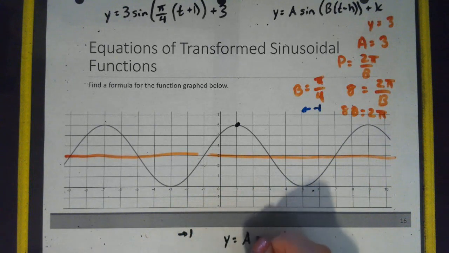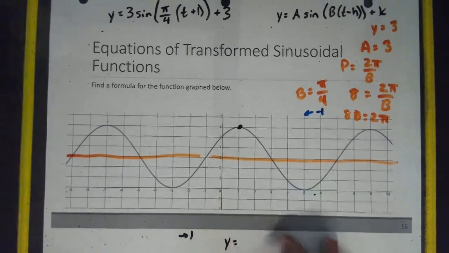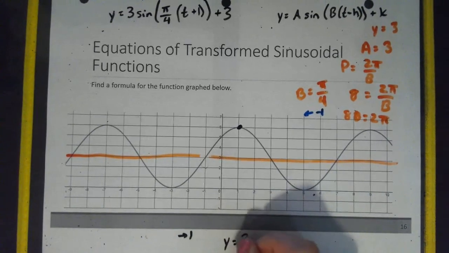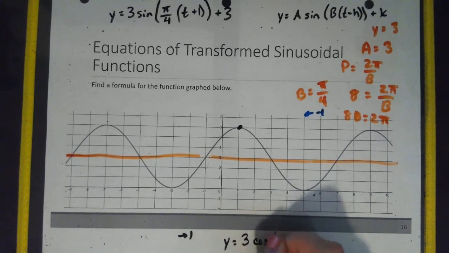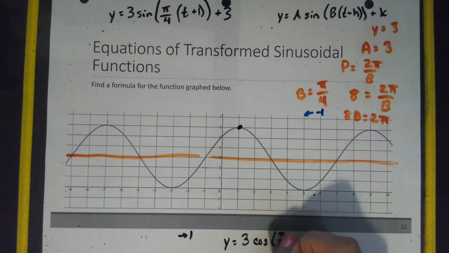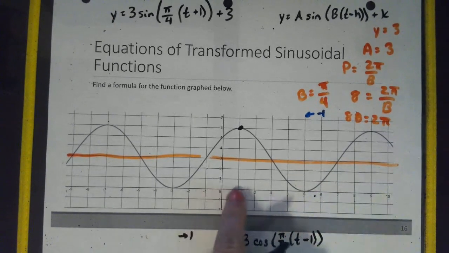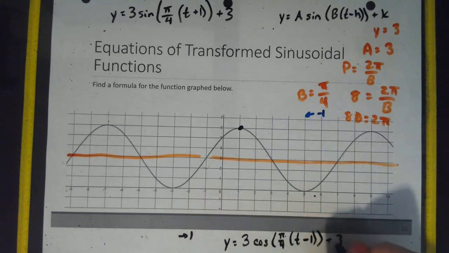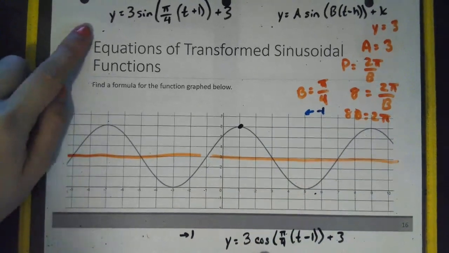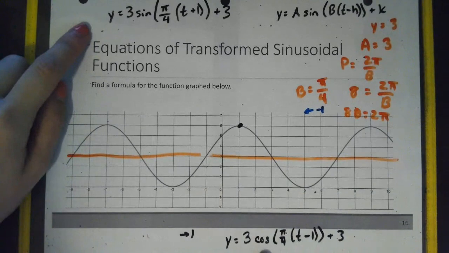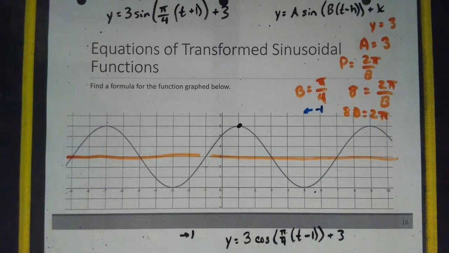So we would have y equals a times the, whoops, we know what a is. A is 3, times the cosine of our b value, pi over 4, times (t minus 1), because that moves us to the right one, plus 3. These two equations graph the exact same. So it's all a matter of how you see it. If you have questions about this, let me know. I know it's kind of weird that there are multiple right answers, but in this case, there definitely are.